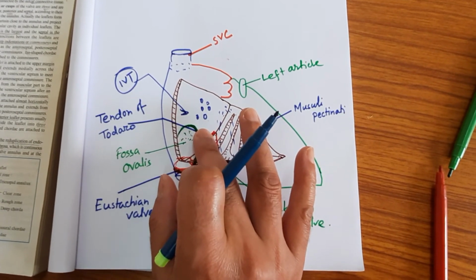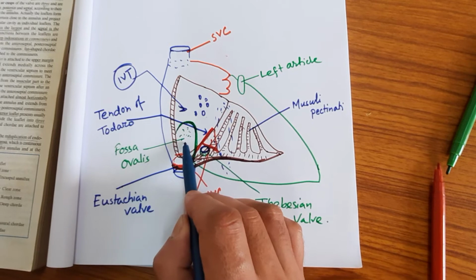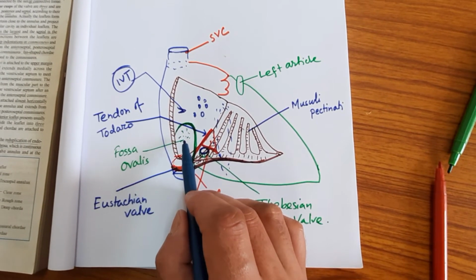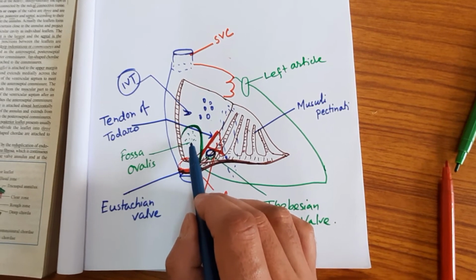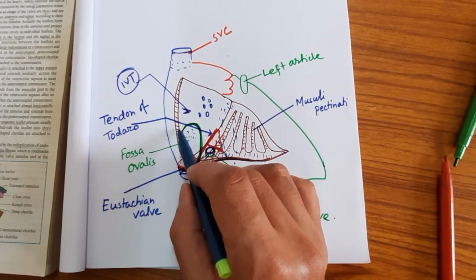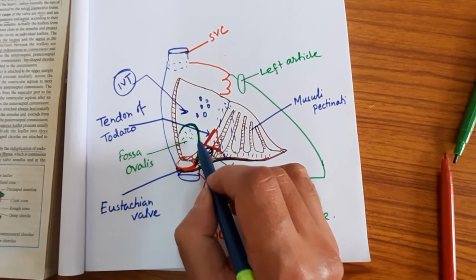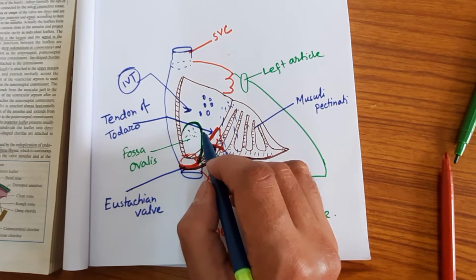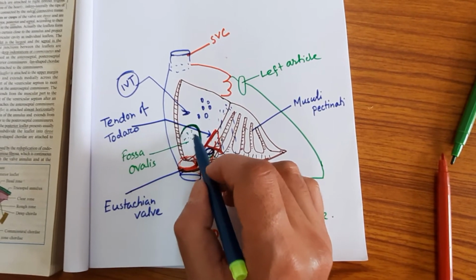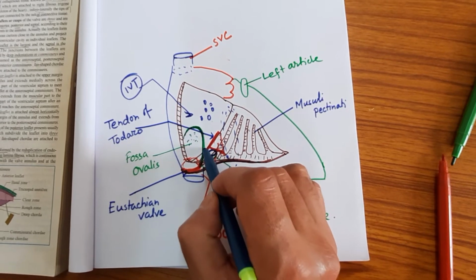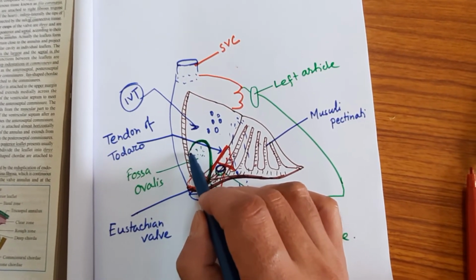Interatrial septum presents, one, the fossa ovalis. I have already told you this one is developmentally from the septum primum. And again, here you will see the limbus fossa ovalis, this green color. The limbus fossa ovalis, also known as the annulus ovalis, is a sickle-shaped margin with upper, anterior, and posterior parts.